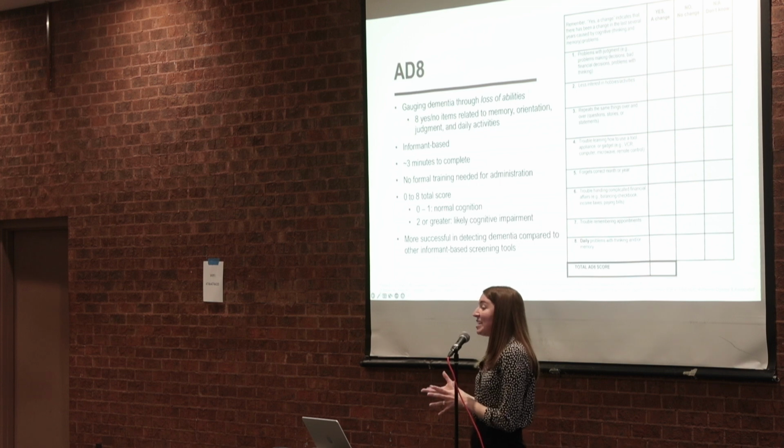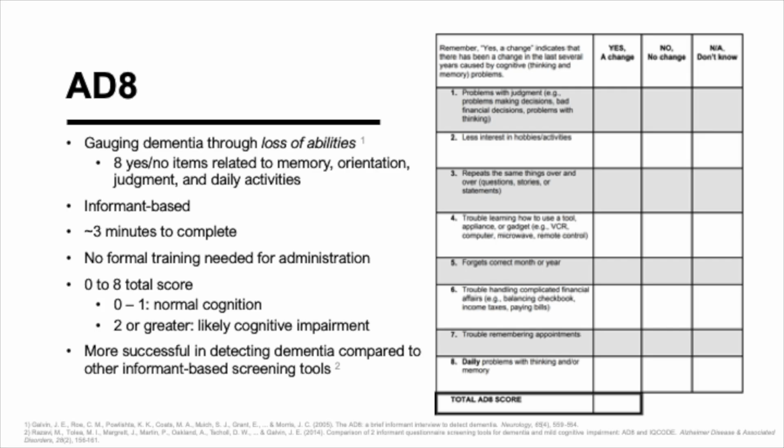So now we do have the AD8, which is a practical tool in which the informant is asked to rate the change over a period of time from earlier in life. Most of the time, a specific date range isn't given when administering this, but they do ask sometimes just over a period of years. And this was developed by Dr. Galvin, so it really is practical, engaging dementia through the loss of abilities over these 8 yes or no questions related to memory, orientation, judgment, and daily activities that we talked about is really important for inclusion in some of these measures and screening tools.